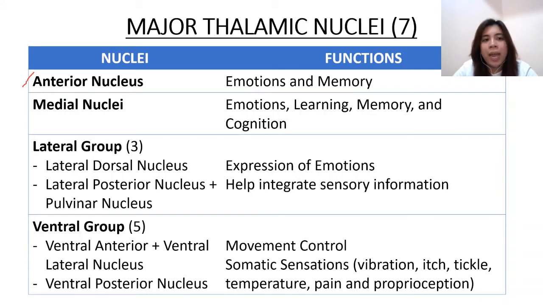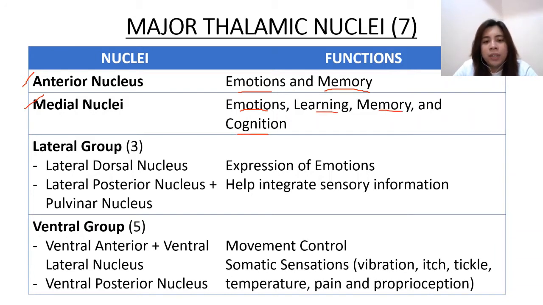Let's start with the first one, your anterior nucleus. Your anterior nucleus receives input from the hypothalamus and sends it out to the limbic system. That is why its function lies in emotions and memory, because it has connections to your hypothalamus, and then from there it sends the impulse to your limbic system. Next nuclei you have is your medial nuclei. This one receives input from the limbic system and basal ganglia and sends it to the cerebral cortex, which is why they have functions in emotions, learning, memory, and cognition.